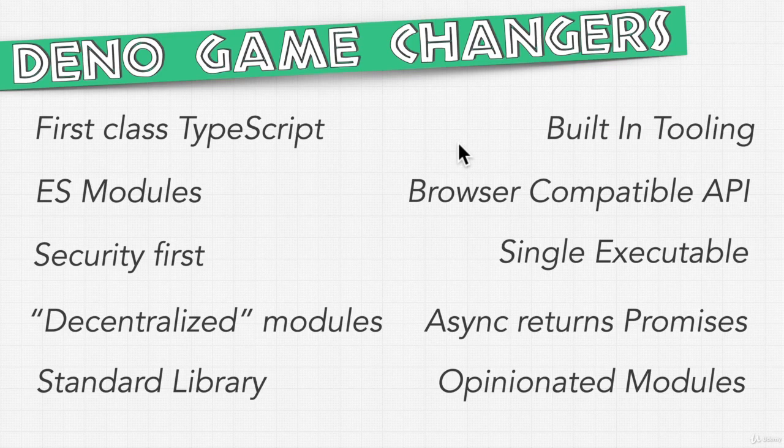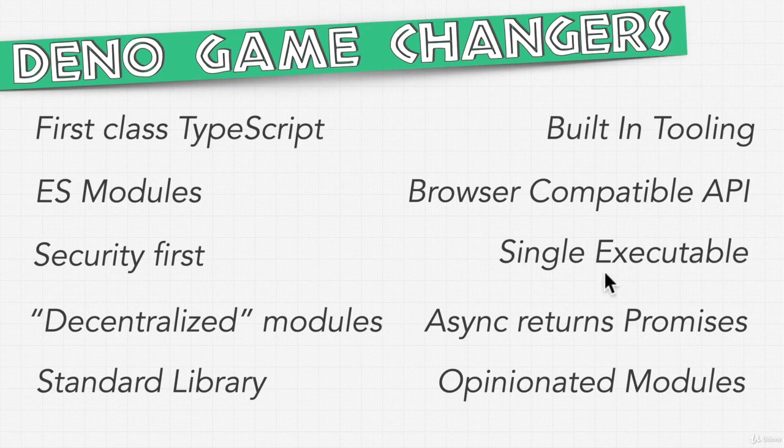So when the web decides that fetch is going to be a part of the window object, well, then it's going to be part of the window object for a long time, and that will be the standard. So Deno follows this browser compatible API to make sure that it will not break in the future.